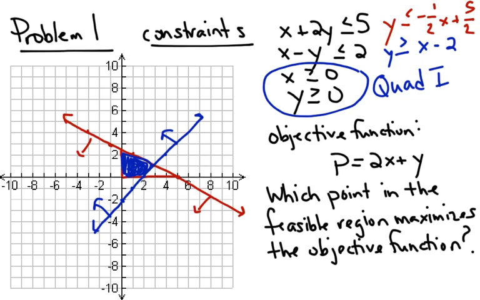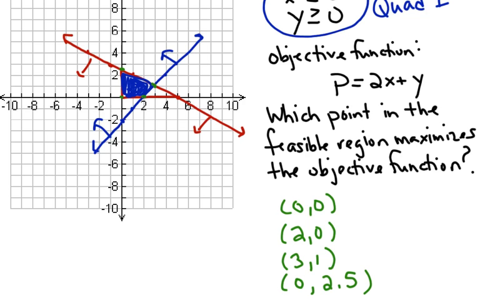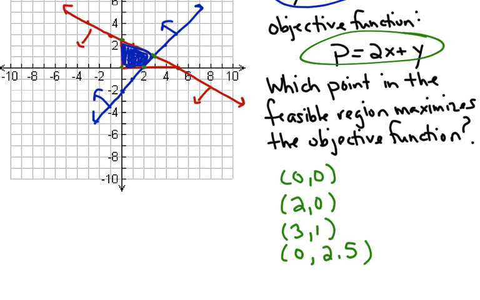The next thing that I want to do is find the ordered pairs of the vertices. Some of the ordered pairs are really easy to find. This is 0, 0. This ordered pair here is 2, 0. This ordered pair here is 3, 1. And don't get fancy with this one. This one is 0, 2.5. What I'm going to do is plug each of those into the objective function to find out which one gives me my maximum.